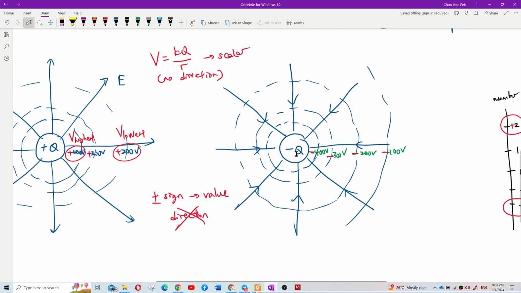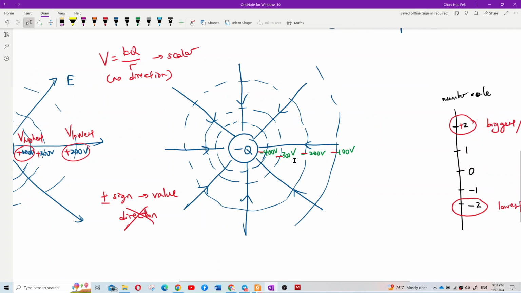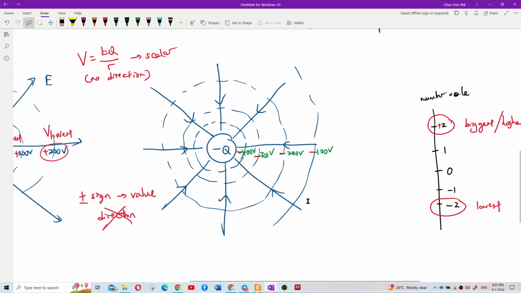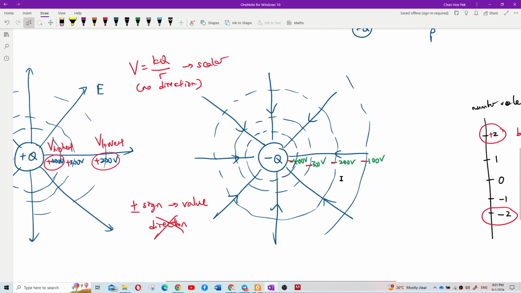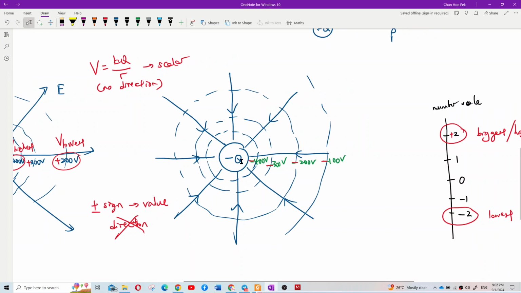Now, go to this negative point charge. Negative 400 until negative 100. Does it mean 400 to the left? Definitely not. Now, the other question I want to ask you. Now you know this is about value, right? So among negative 400, negative 300, negative 200, negative 100, which one has the highest potential? Number scale. Which one has the highest potential?